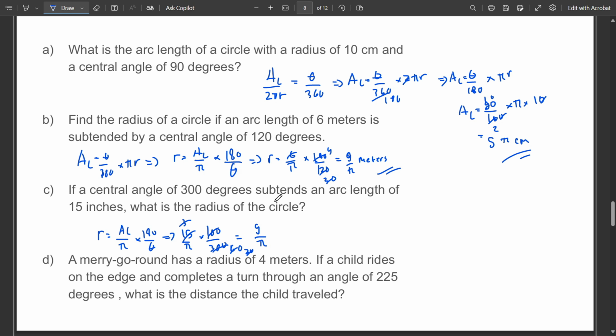Next, a merry-go-round has a radius of 4 meters. If a child rides on the edge and completes a turn, what is the distance traveled? So this is finding the arc length. We already know it's theta over 180 times pi r, and theta here is 225 over 180 times pi times r. What's the radius? It's just 4. And we could cancel this. This becomes 90, this becomes 45. Well, this and this can cancel. This becomes 9, and this becomes 45. This becomes 5, and we have here 5 pi meters.